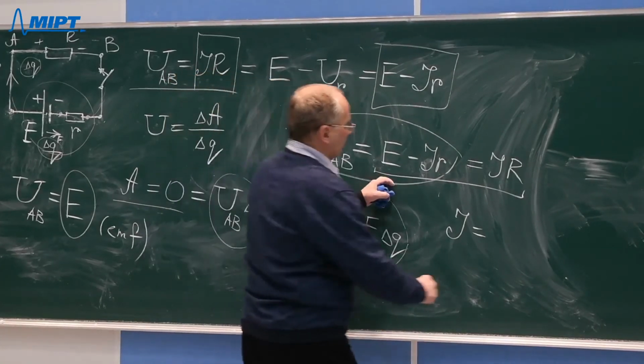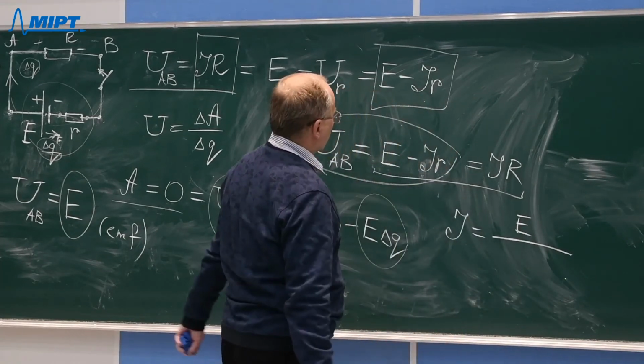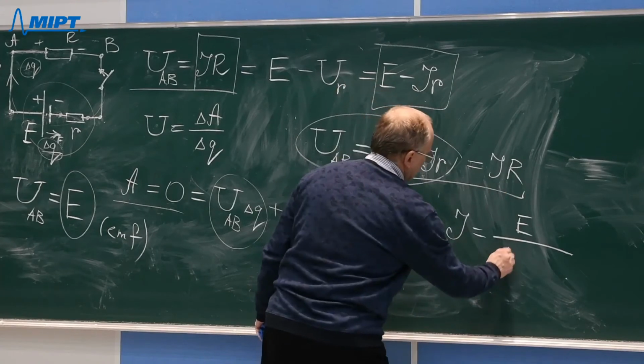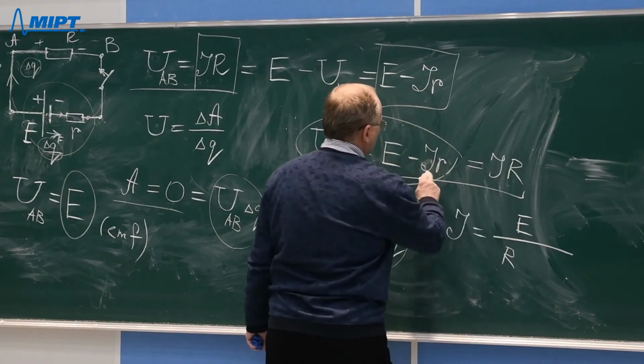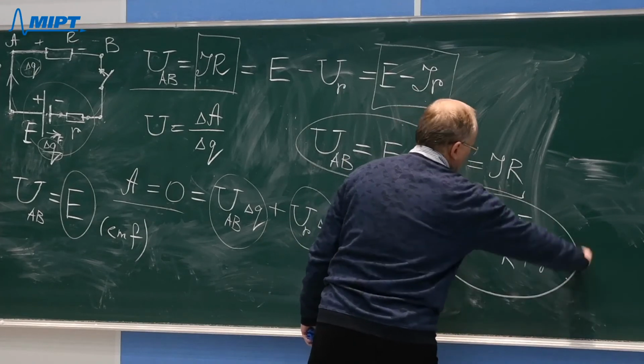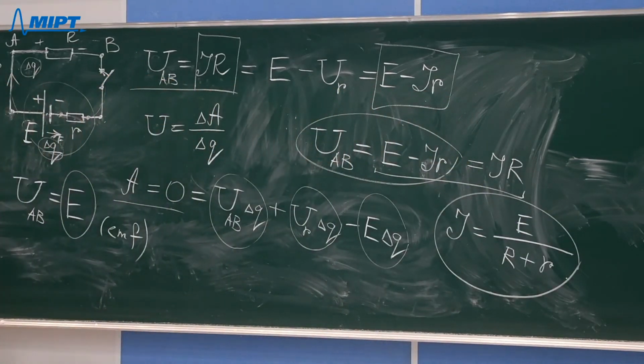in this circuit. That will be the electromotive force divided by the external resistance plus the internal resistance. That is also a form of Ohm's law for a closed circuit.